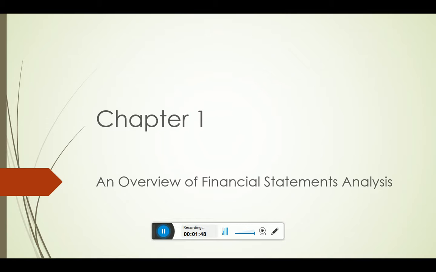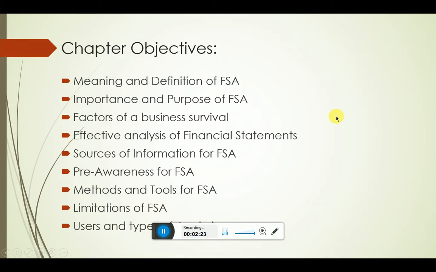We'll introduce ourselves to what financial statements are and what analysis is and how financial analysis takes place, and what financial statement analysis is all about basically, what sources are used to analyze the financial statements, or from where we can gather information to carry out financial analysis on the financial statements. So let's have a quick review of all the topics that we are going to cover in this chapter.